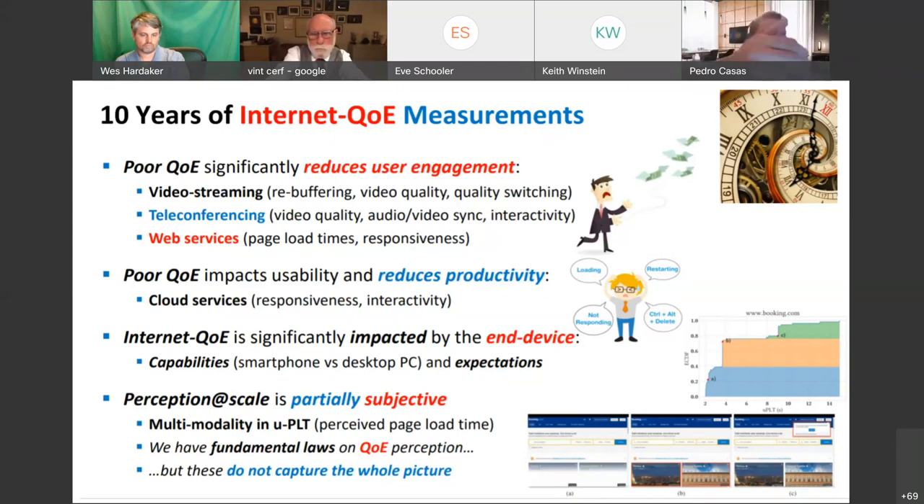If you think of video streaming, you think about rebuffering, video quality and quality switching. For web services, you think about waiting times, but we were also talking about responsiveness. These are things that we have to be able to understand and measure in order to avoid this quality dissatisfaction and user engagement problems. But it's not only about experience, it's also about productivity. When we talk about cloud services, interactivity and responsiveness is everything. Many people who rely on cloud services for working can severely impact their own productivity because of this problem. So it's not only about enjoying things, but also about making it work. So when you are having everything, let's say, in the cloud.